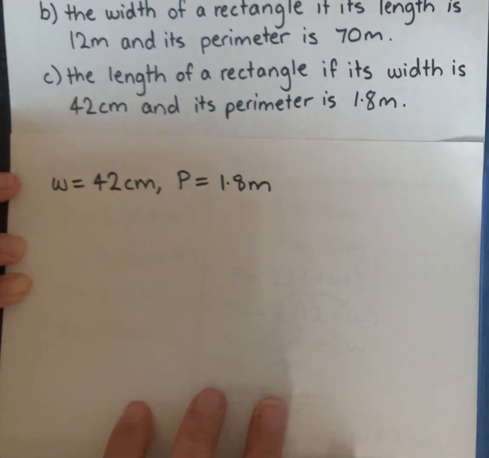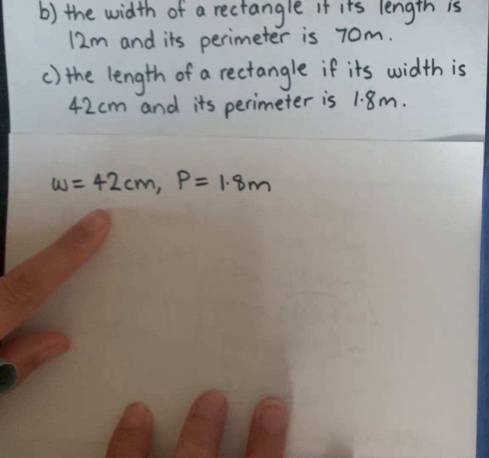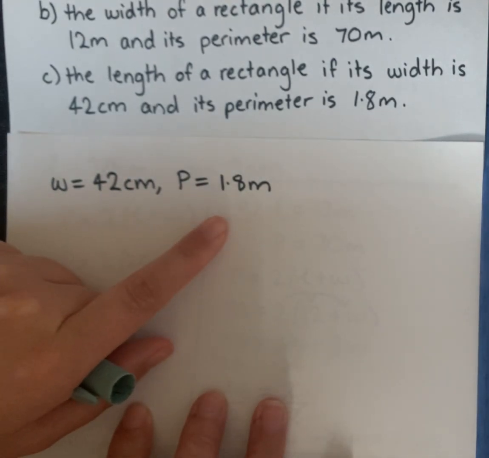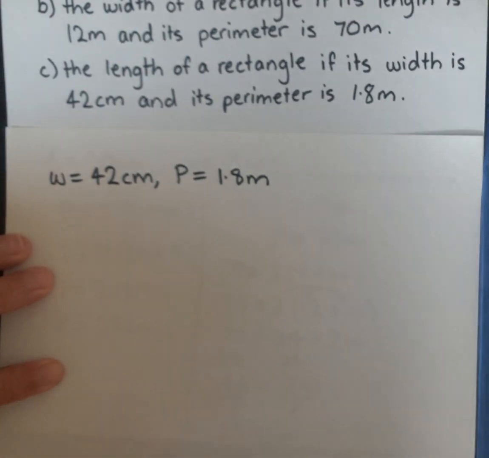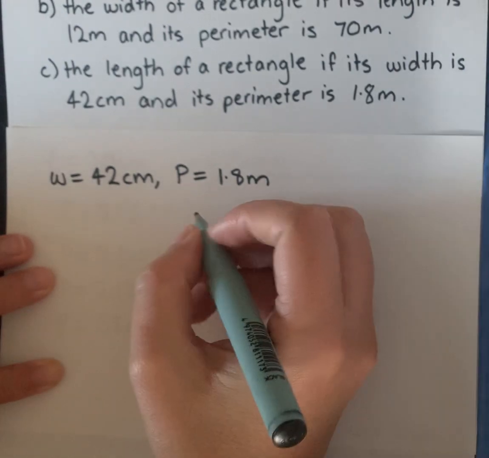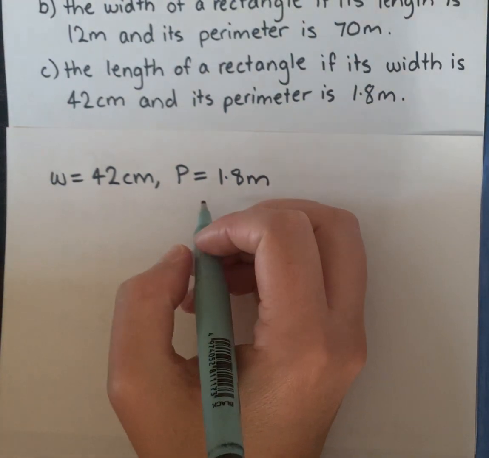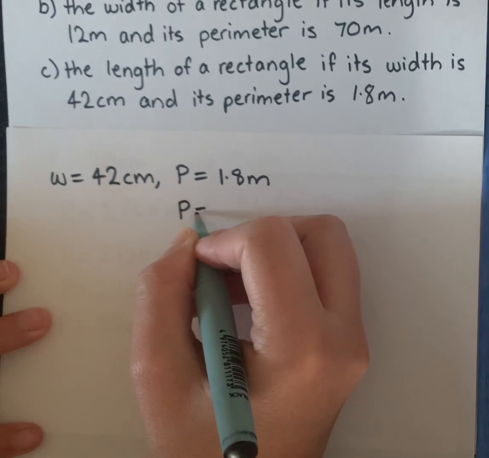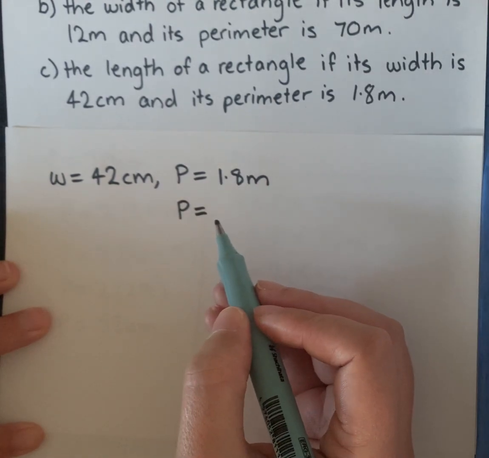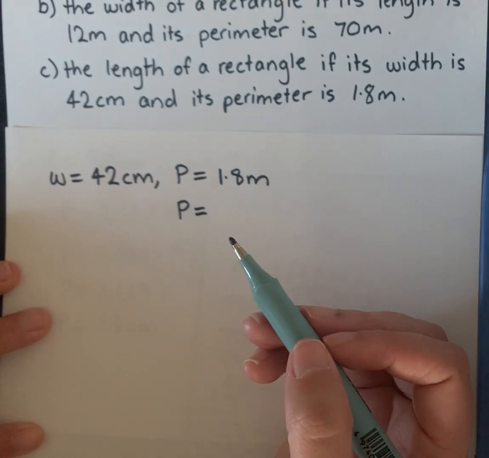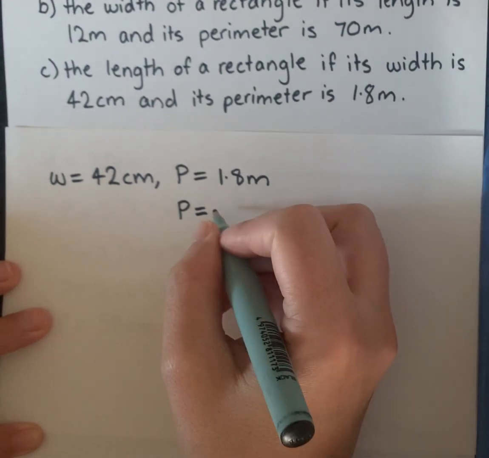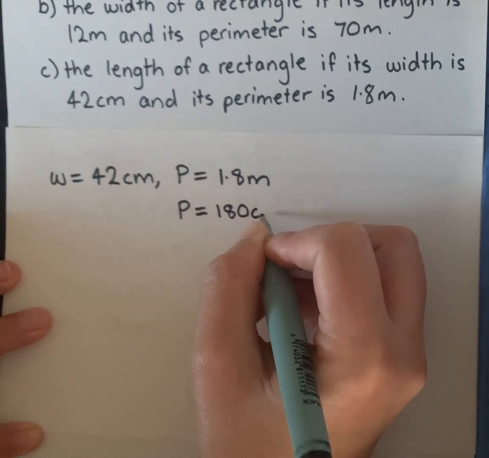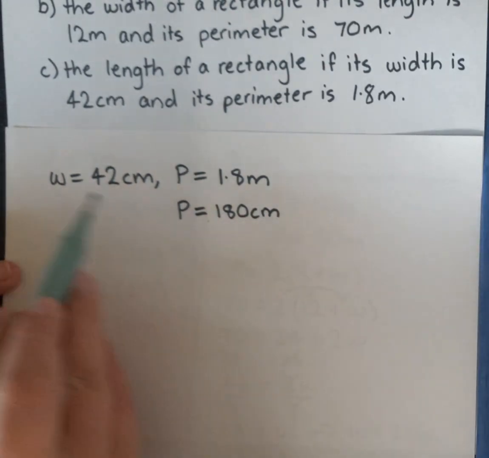Now we've got a little bit of an issue here. The width, they've given it to us in centimeters, and the perimeter, they've given it to us in meters. So we want to make sure that we're working with all the same unit in our equation. So we're just going to change one of those so that they're both in the same unit. So let's change meters. You can change whichever one you want really, but I'll change meters. So P is going to be in centimeters. What's 1.8 meters? Well, we know that there's 100 centimeters in a meter. So we just need to multiply that by 100. So we end up with 180 centimeters. Okay, so now we've got everything in the same unit.